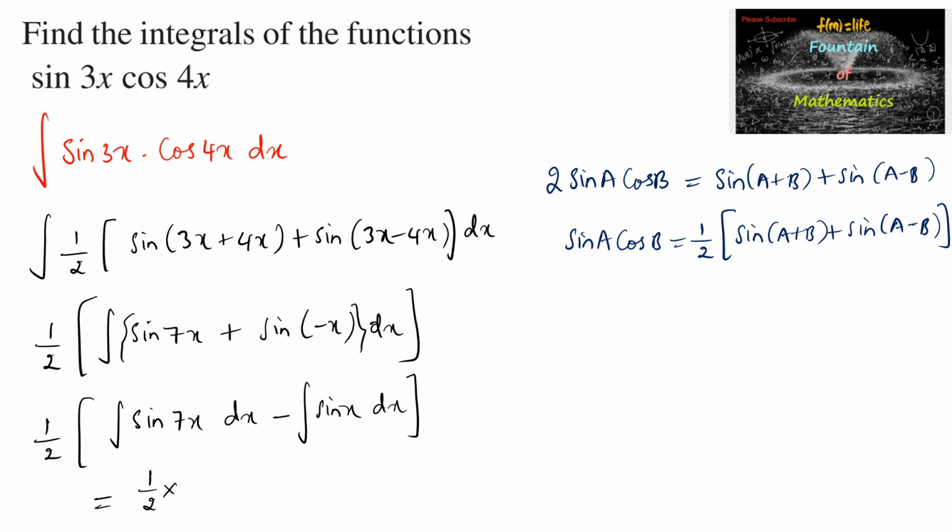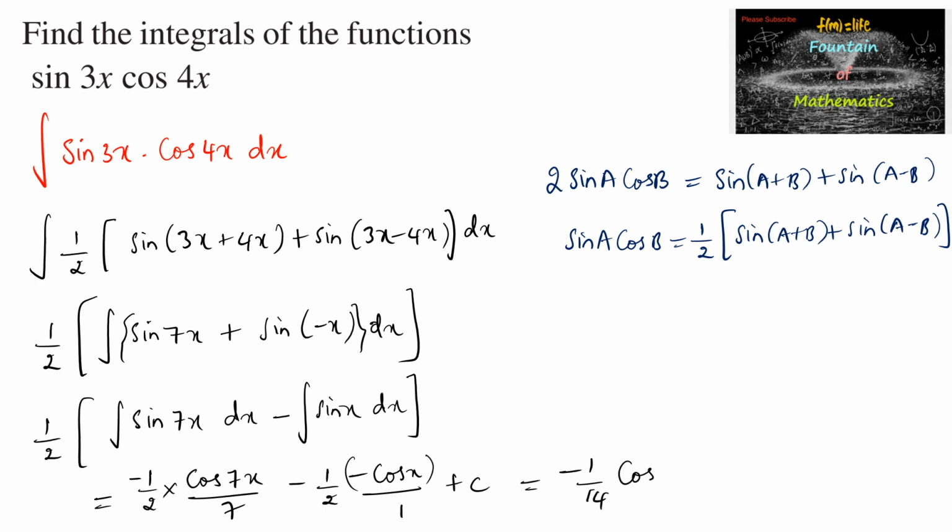which is equal to 1 upon 2 times of integration of sine 7x is minus cos of 7x divided by coefficient of x, which is 7, so divide with 7, and again here minus 1 by 2 times integration of sine x will be again minus, so we can write minus cos x upon coefficient of x, which is 1, plus integral constant c. So we can write minus 1 by 14 cos 7x minus of minus, so plus 1 by 2 times of cos x plus integral constant c is the answer.